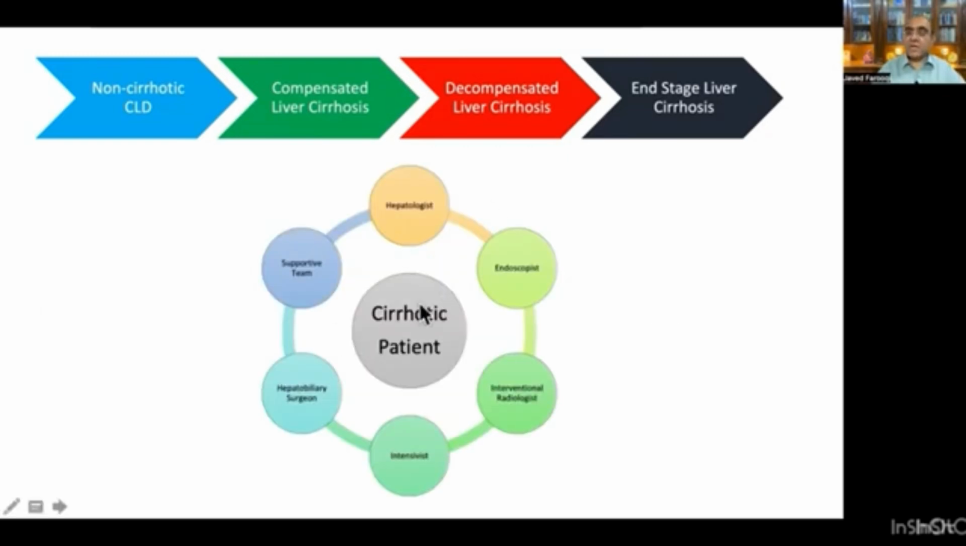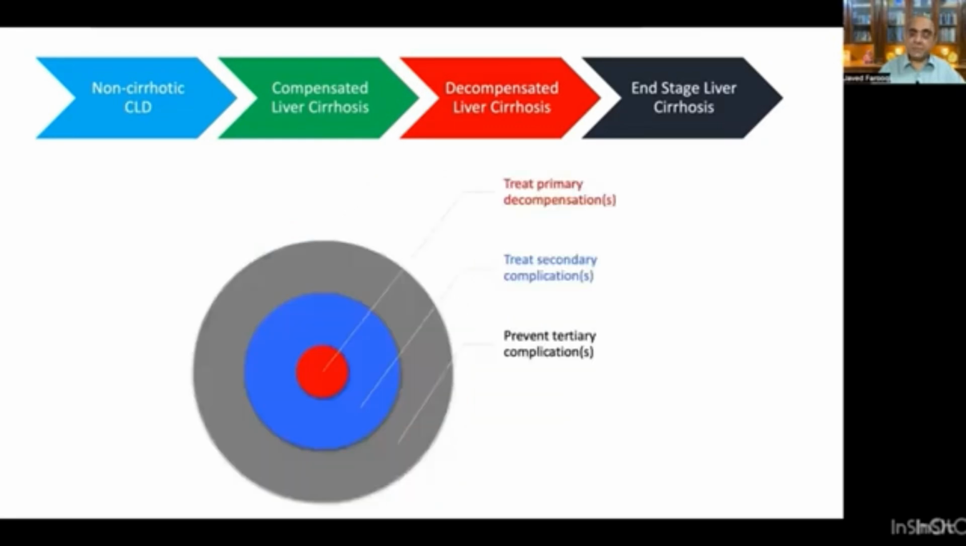So, to summarize, a cirrhotic patient needs a multidisciplinary team approach: hepatologist, endoscopist, interventional radiologist at times, intensivist when the patient is admitted in the ICU, hepatobiliary surgeon. It may be tumor resections, it may be shunt surgeries, it may be liver transplants, and a supportive team. This is very, very important: the cirrhotic patient's care should be a multidisciplinary one.